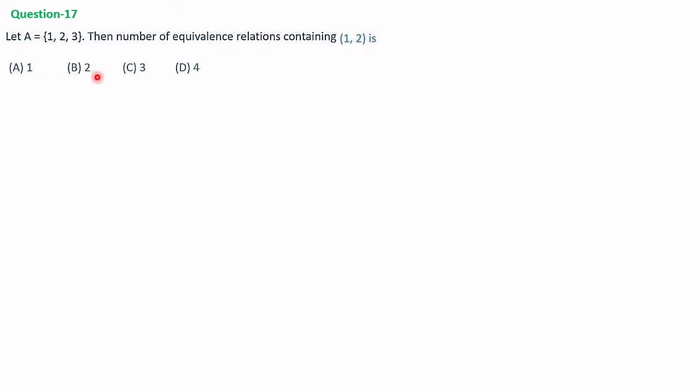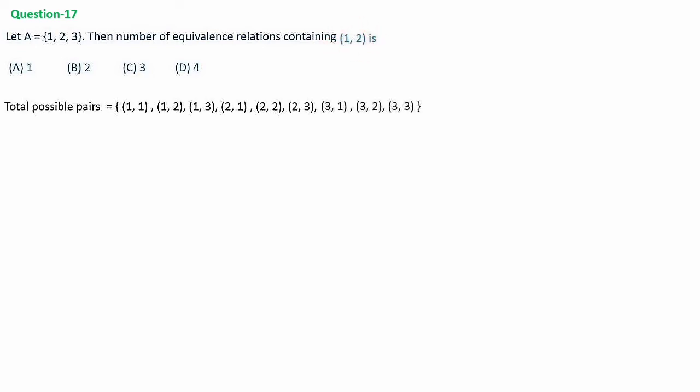Next we shall discuss question number 17. Let A is equal to set 1, 2, 3. Then the number of equivalence relations containing (1, 2) is: first option is 1, second option 2, third option 3, fourth option is 4. So here the set 1, 2, 3 is given. We are asked to find the number of equivalence relations containing this element. The relation whatever you are writing should contain this (1, 2) element.